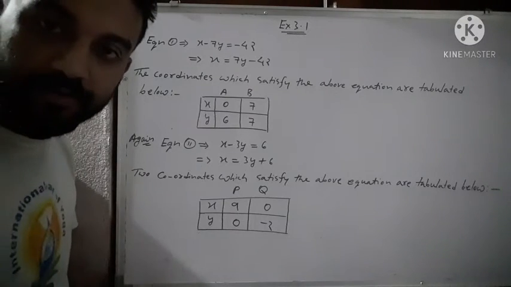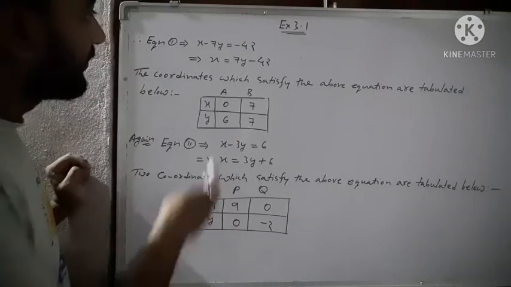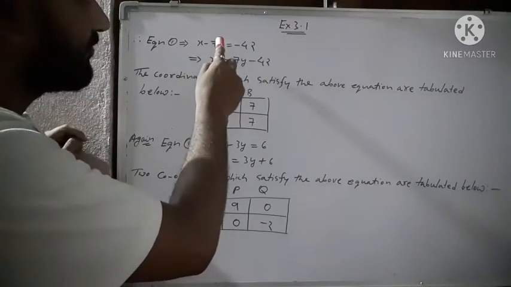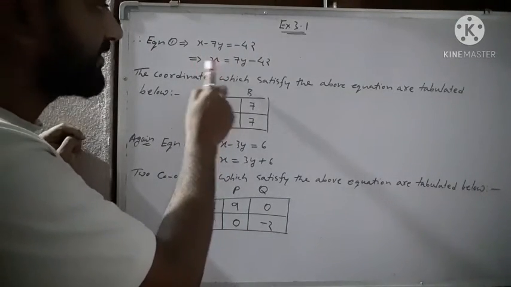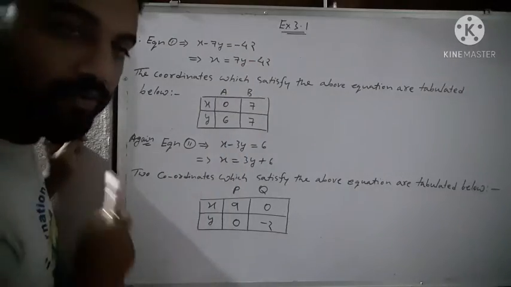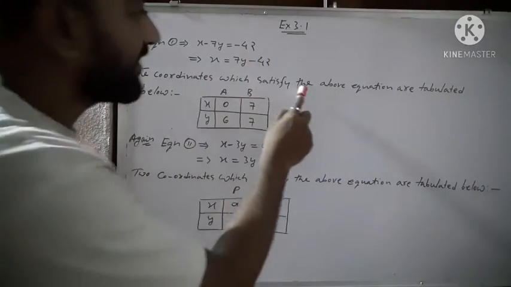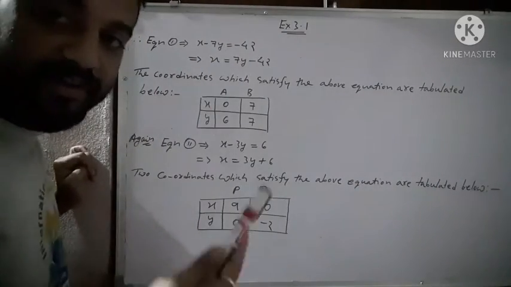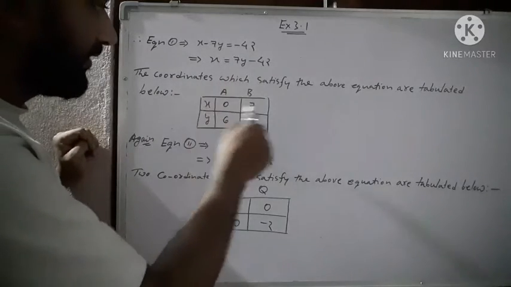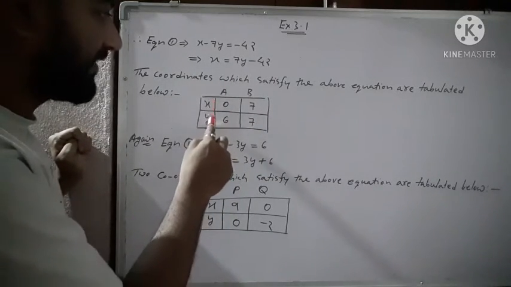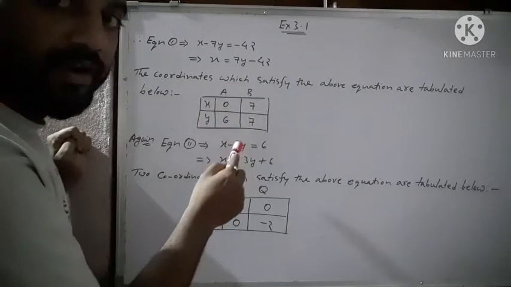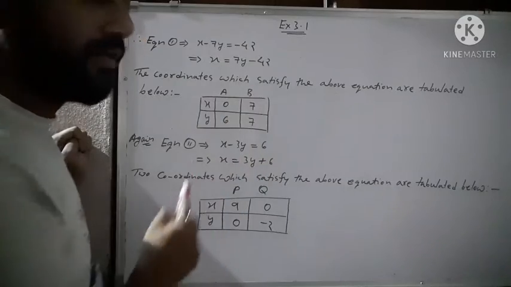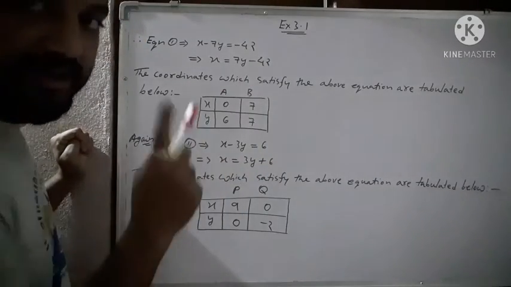So equation 1 is x minus 7y equals minus 42. If we take 7y to the other side, it implies that x equals 7y minus 42. Now the coordinates which satisfy the above equation are tabulated below. We will take the coordinates ourselves. We are putting values of y and finding x, and naming the coordinates: 0, 6 is the coordinate for A and 7, 7 is the coordinate for B. We have taken 2 points.